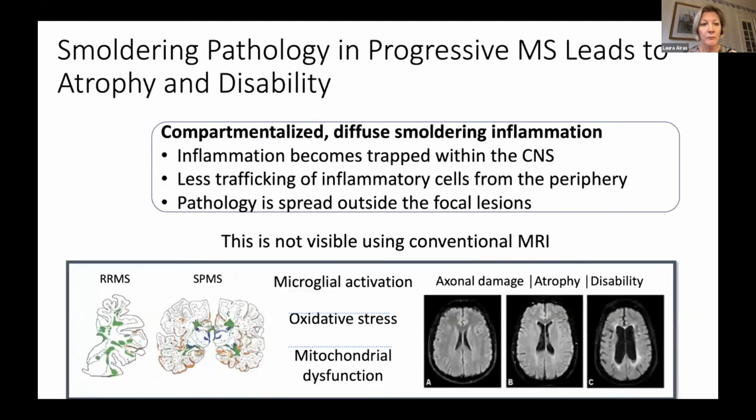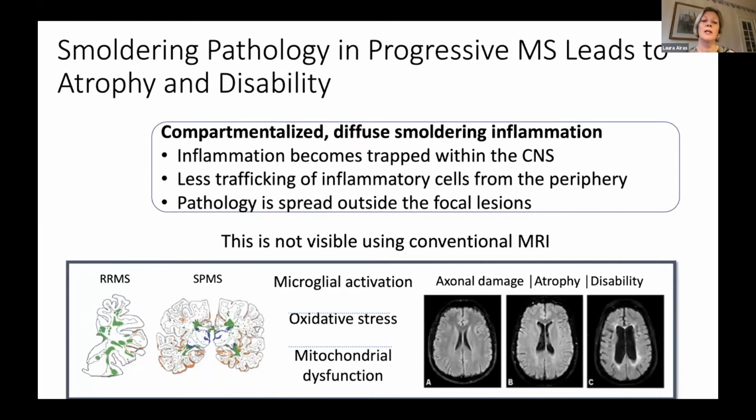And when the disease turns into the progressive phase, the pathology changes. It looks a bit different. So there's probably still some inflammatory cell trafficking from the periphery, but this is much less than in the relapsing remitting disease. And this is seen as fewer gadolinium enhancing lesions in the MRI.